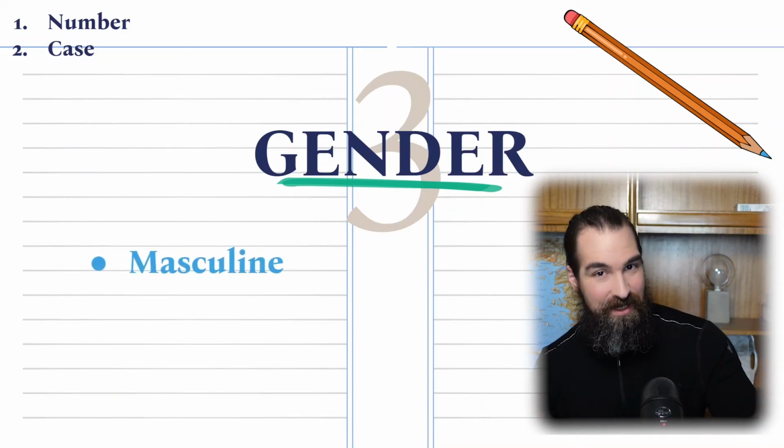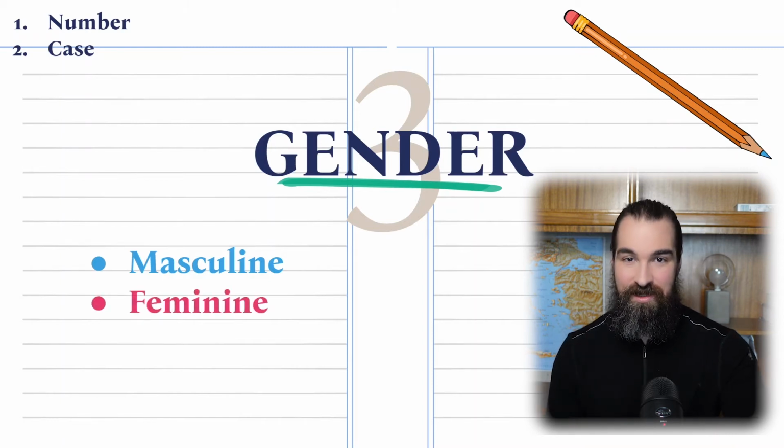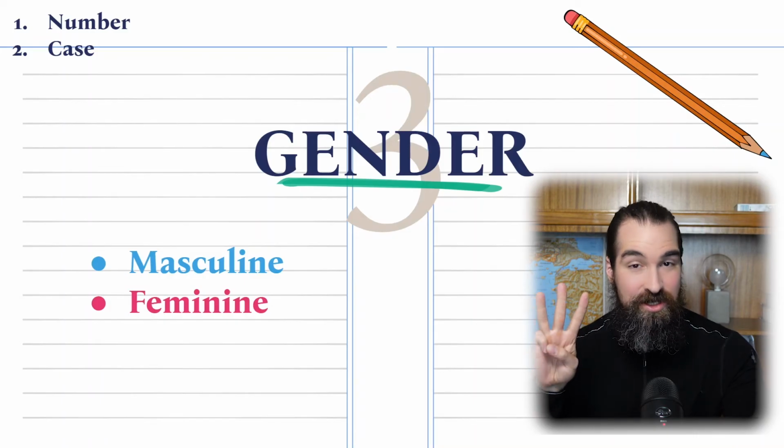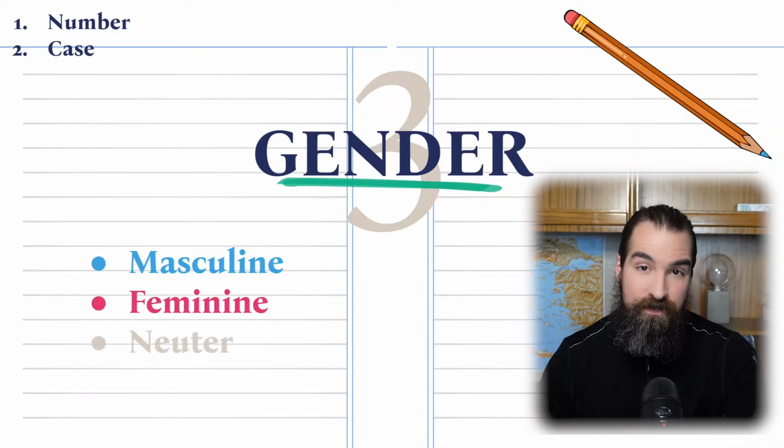And what are the three genders in Greek? O andras is masculine. Masculine is one of the genders. I gyneka is feminine, another gender. And finally, to pragma is the third gender, neuter.